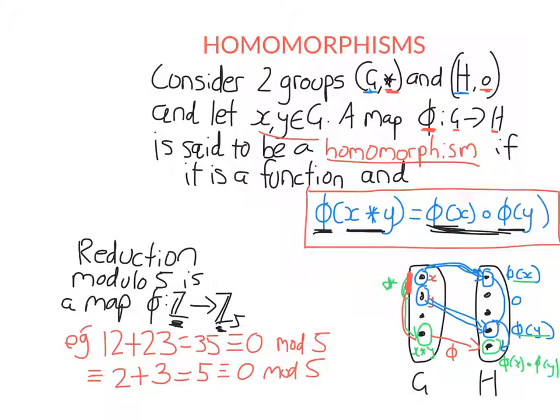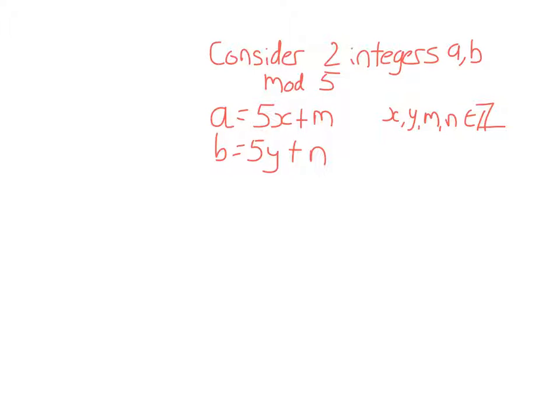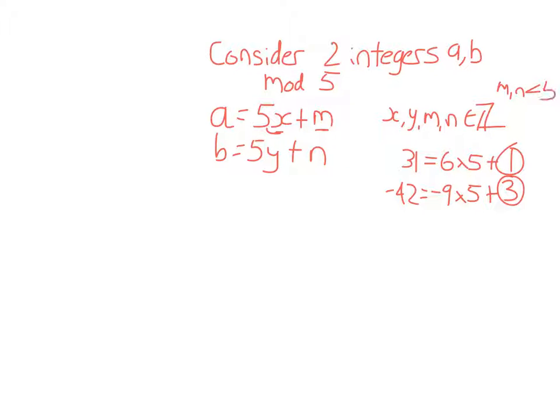So on the next slide, I'm just going to quickly prove that it's a homomorphism. So let's say I have any two integers a and b, and we're going to look at what happens to them modulo 5. So note, for any integer, I can write it as 5 times another integer plus an integer. So for example, if I had 31, I can write it as 6 times 5 plus another integer. If I have, say, minus 42, I can write it as negative 9 times 5 plus an integer. Note that these integers here, m and n, are always going to be less than 5: 0, 1, 2, 3, or 4, okay?